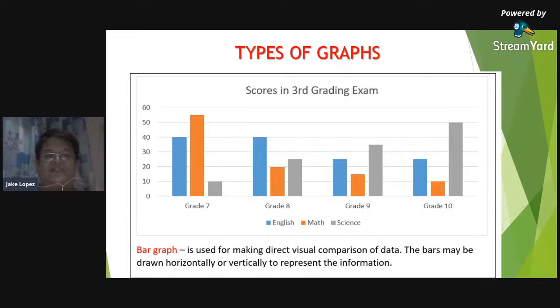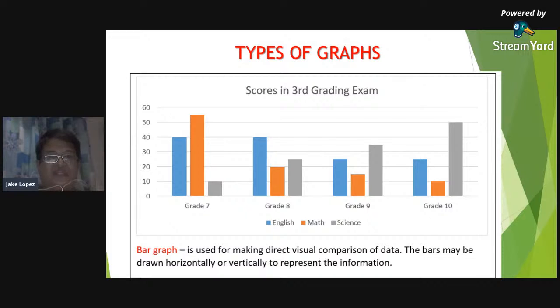So it is used for making direct visual comparison of data. The bars may be drawn horizontally or vertically to represent the information. So pwedeng pa ganyan, pahiga, or pataas, like this one. Okay, so you can see here there are three subjects: English, math, and science.